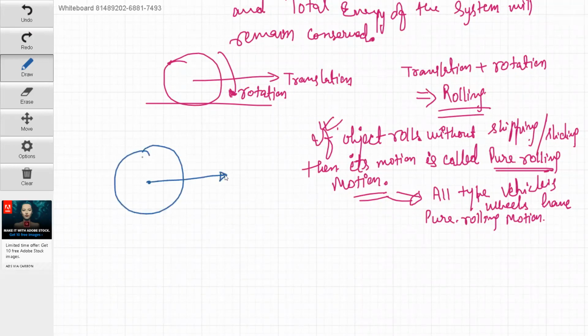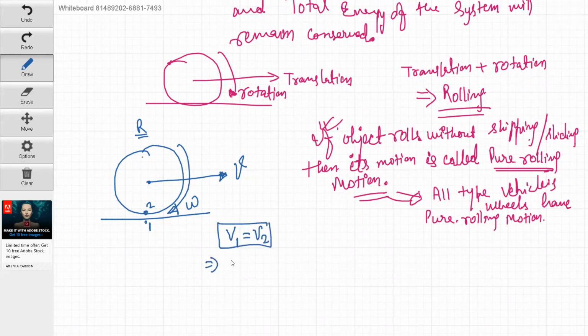Now try, student, suppose this is having a motion in this direction, translation. Suppose its velocity is v and its angular velocity is omega, and the radius is r. If you consider this point attached to the surface of the earth, there is no relative slipping between this point and this point. So velocity of one and velocity of two will be same.